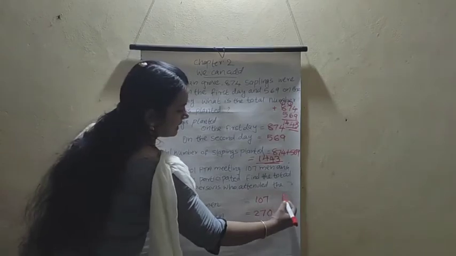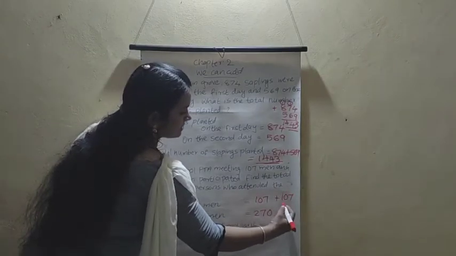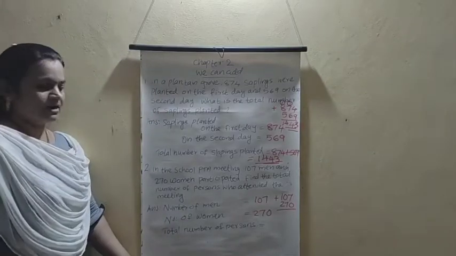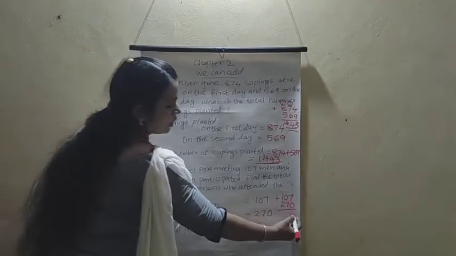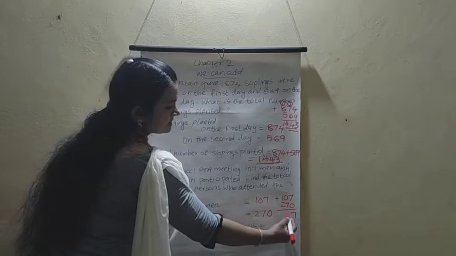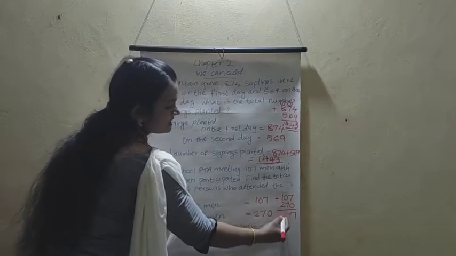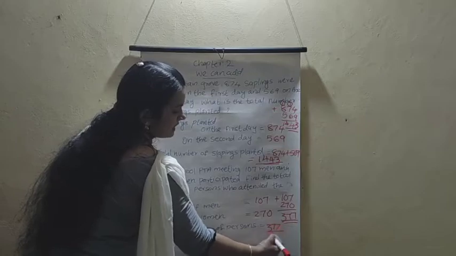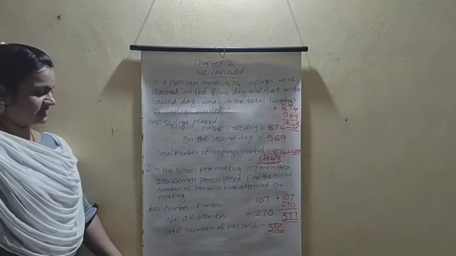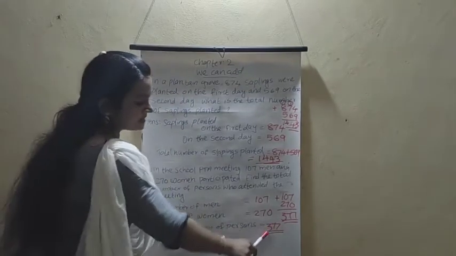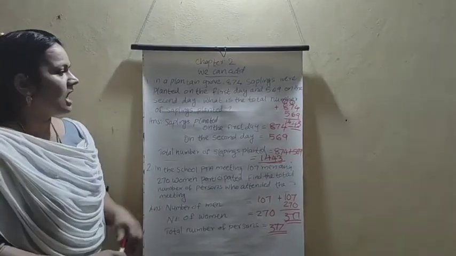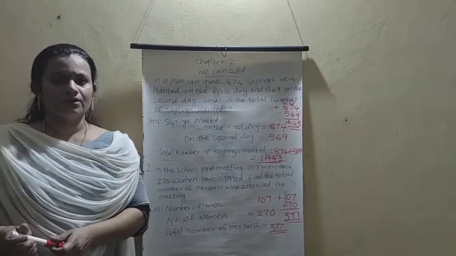Okay, 107 plus 270. Add these two numbers. 7 plus 0, 7. 0 plus 7, 7. 2 plus 1, 3. What is the total number of persons? 377. The total number of persons is 377. Understood these two problems? Okay.